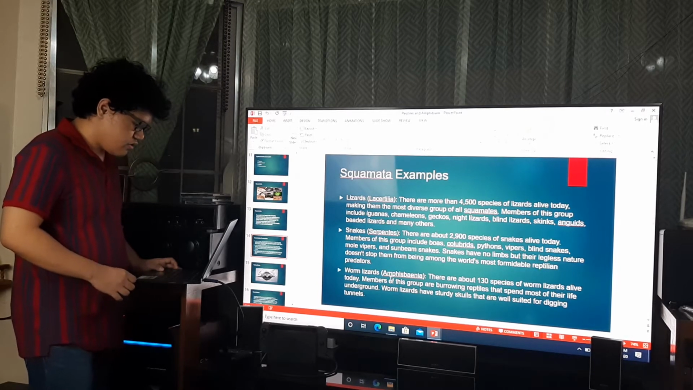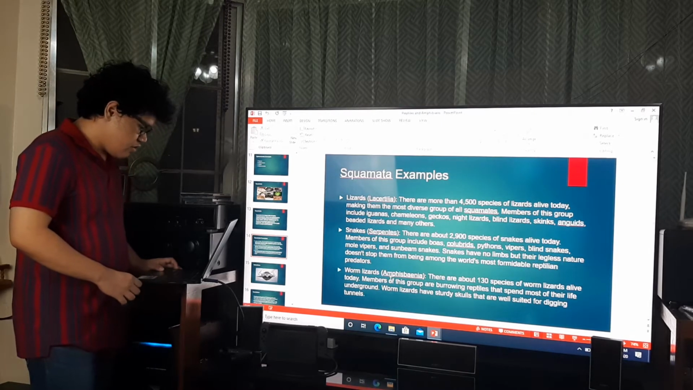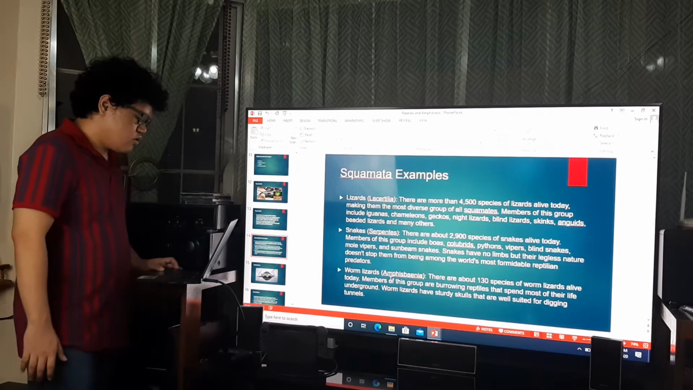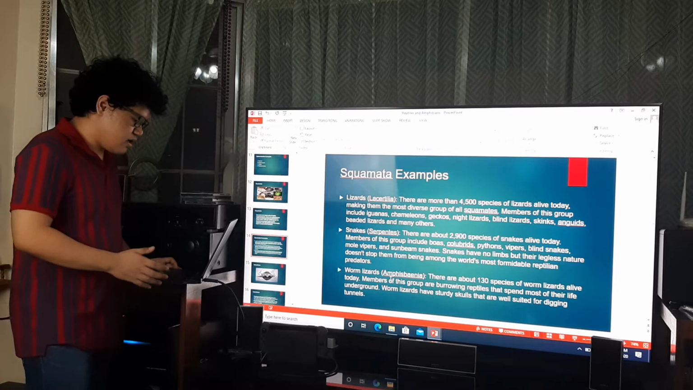There are about 130 species of worm lizards alive today. Members of this group are burrowing reptiles that spend most of their life underground. Worm lizards have sturdy skulls that are well suited for digging tunnels.